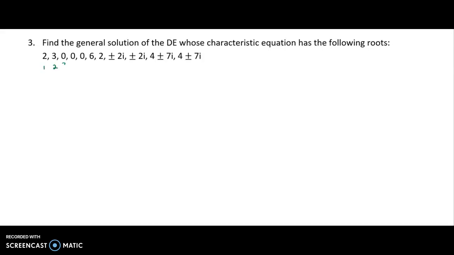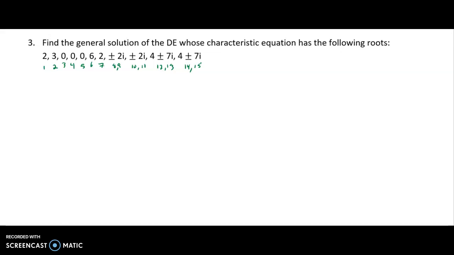So 1, 2, 3, 4, 5, 6, 7. This is 8, 9 because it's plus or minus 2i. Plus i is one of them. Negative 2i is another one. 10, 11. This one is 4 plus 7i. That's one of them. 4 minus 7i is another. So that's 12, 13. And the next one is 14 and 15. So at the end, I should have 15 c's.